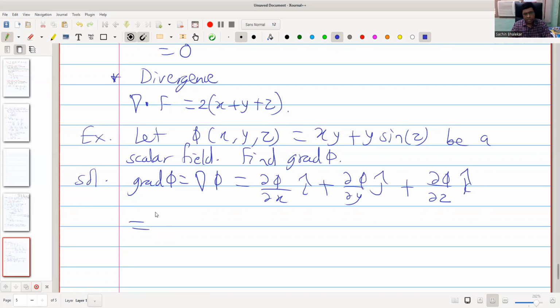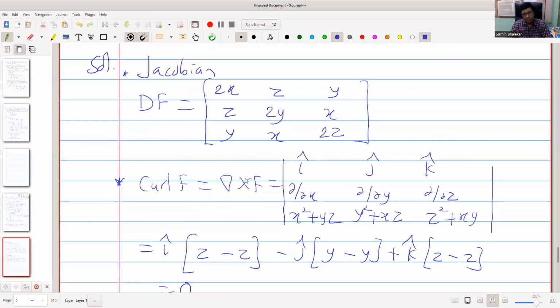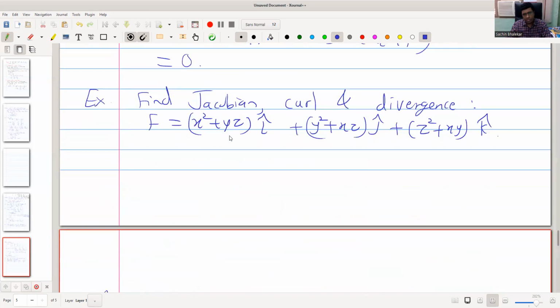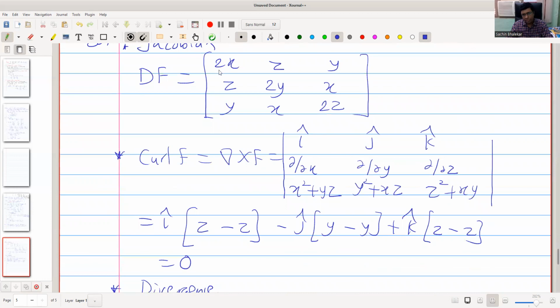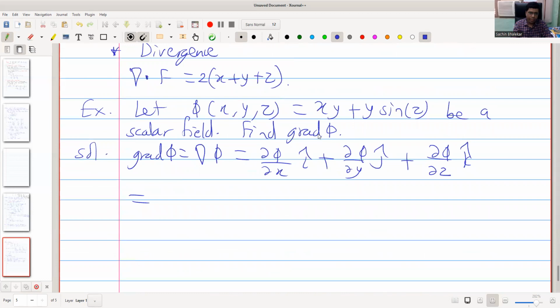That is equal to, here we already found this with respect to x, with respect to y, with respect to z. So all these are diagonal elements. So 2x i hat plus y j hat plus z k hat. Okay. So this is the required gradient. Okay. Next time we see some more properties of these operators. Thank you.